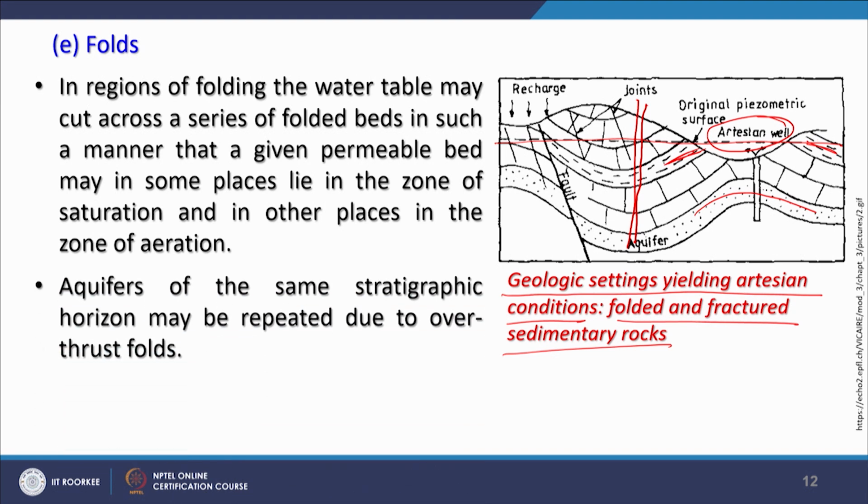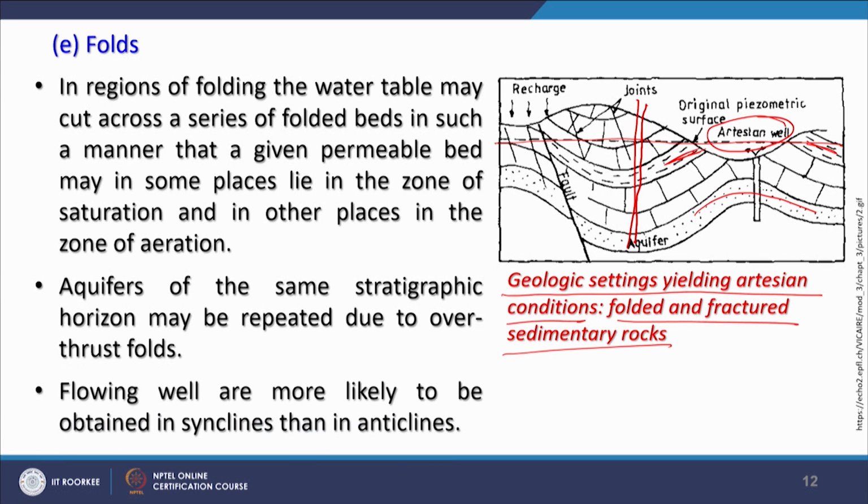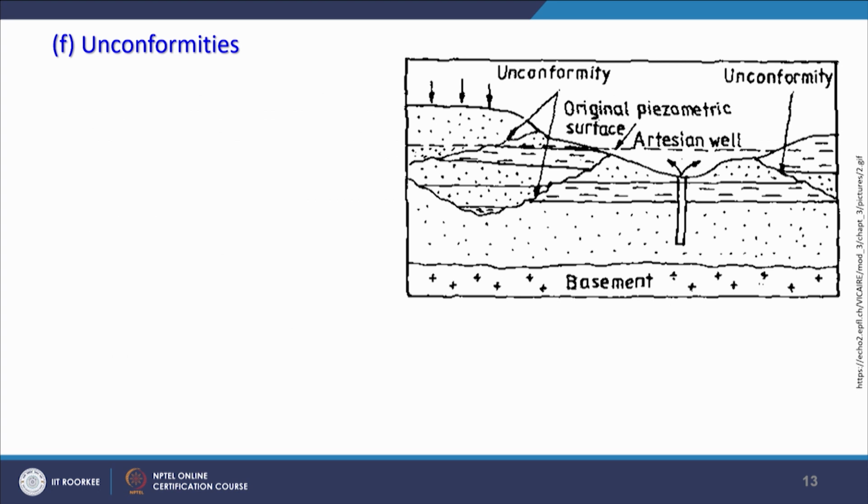So, aquifers of the same stratigraphic horizon may be repeated due to overthrust of folds or overturned folds. In earlier examples I have seen artesian conditions; flowing wells are also likely to be obtained in synclinal structures and then in anticlinal structures, depending on what kind of topography it is on top of.